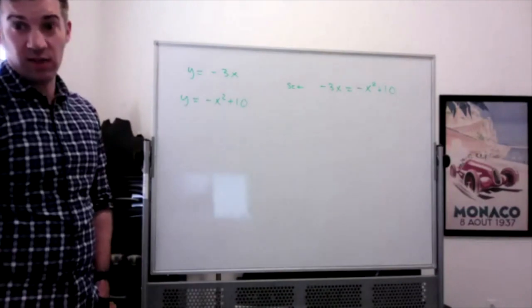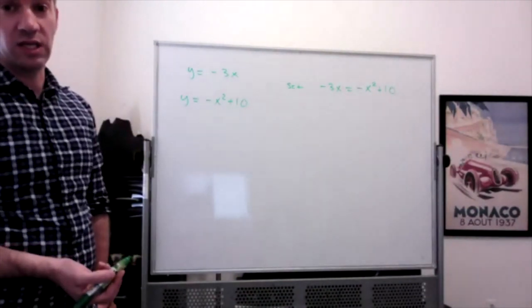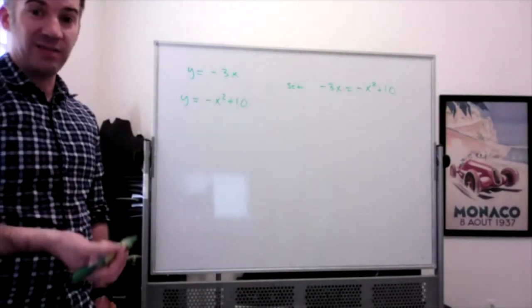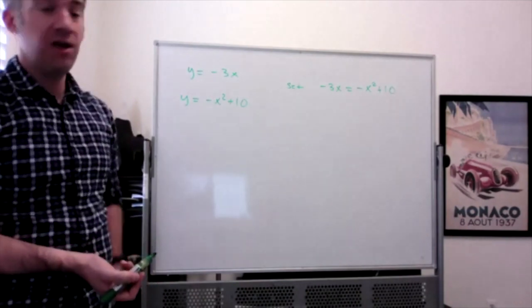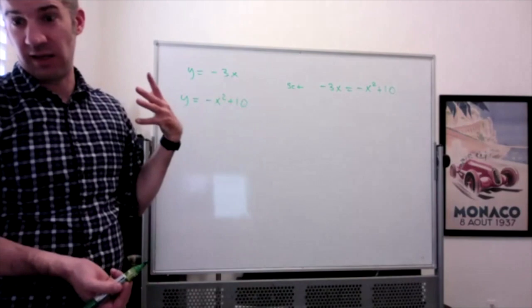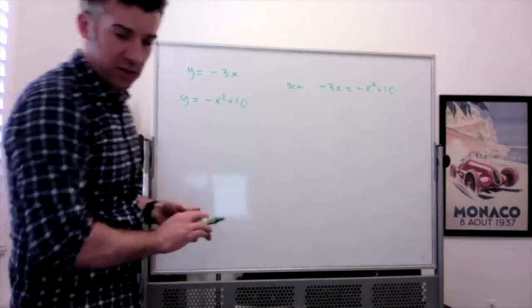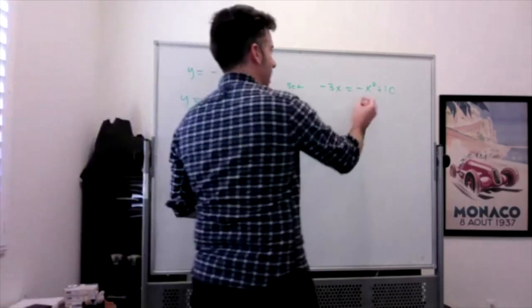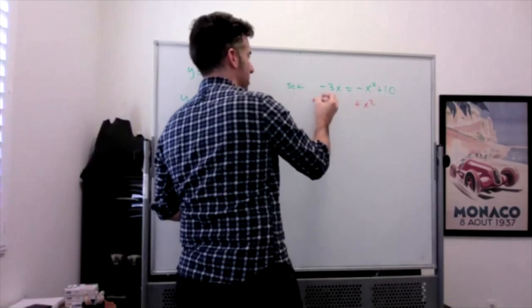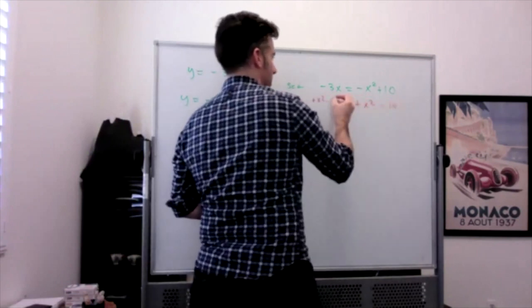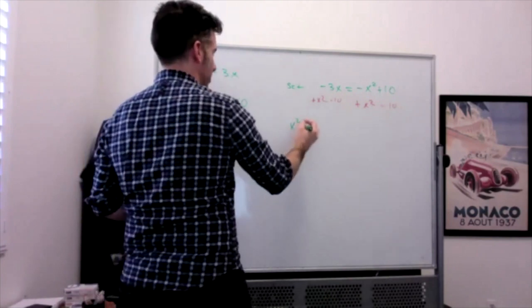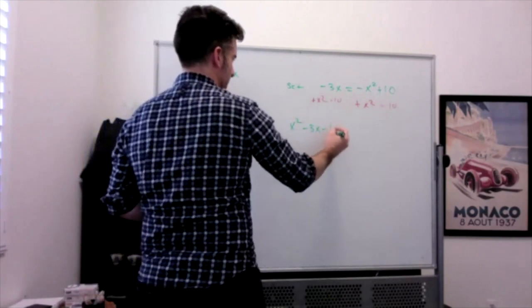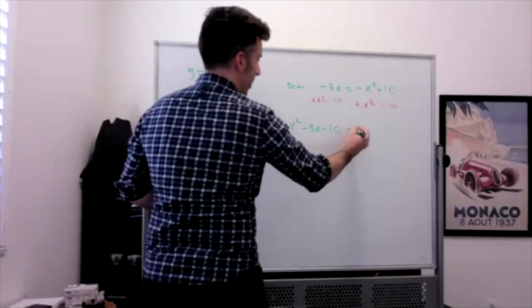And I'm going to bring everything to one side. I'm usually going to try and choose the side so that the thing with the highest power, in this case x squared, has a positive coefficient. So I'm going to bring everything to the left, because that's going to make it so that x squared has a positive coefficient. So I'm going to add x squared to both sides and subtract 10 from both sides. So on the left, I'm going to get x squared minus 3x minus 10. On the right, I'm going to get 0.